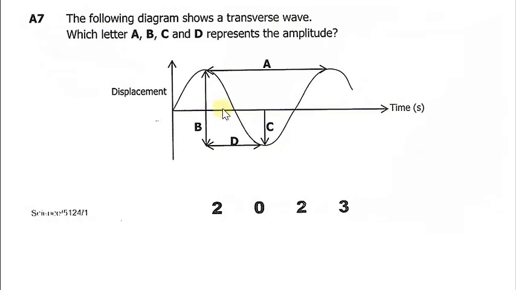So the distance from here to there, or from there to there, is what we call the amplitude. In this case, which one represents the amplitude? Not this one, not this one, not this one, but this one, C here. So C is our answer.